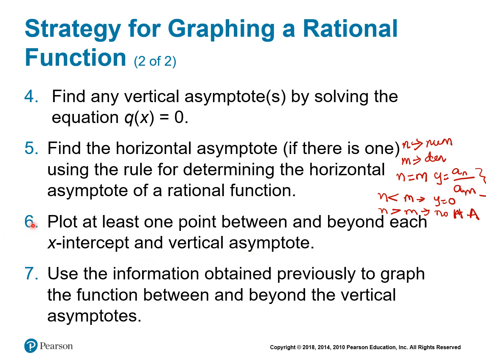So number 6 is to plot at least one point outside of the intercept and the vertical asymptote, and that point will become our reference point, especially when we go to do any transformations. And then number 7 is use the information obtained previously to graph the function between and beyond the vertical asymptotes. All right, so that's the final step. So we'll go through an example and follow these steps one by one and draw a complete graph.